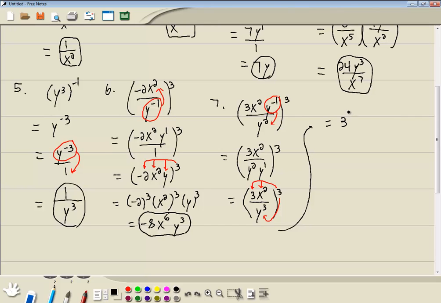Okay, so we got 3 to the third, we got x squared to the third, and we got y to the third. Now 3 to the third is 27. 3 times 3 is 9 times another 3 is 27. X, and when you're raising one exponent to another, you multiply them together. 2 times 3 is 6. And down here, you're raising one exponent to another, you multiply them together. 3 times 3 is 9. So our answer is 27x to the 6 over y to the 9th.